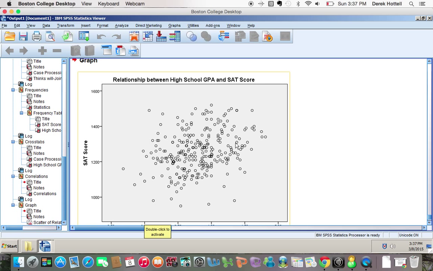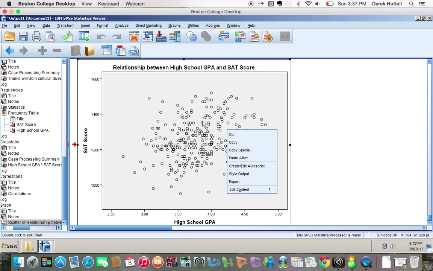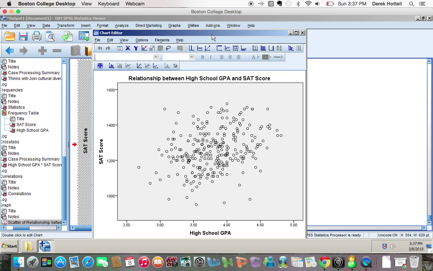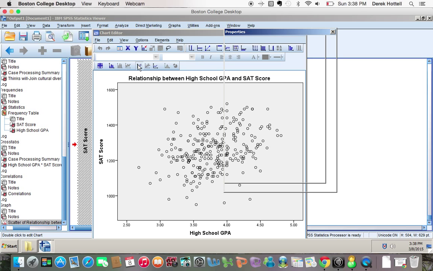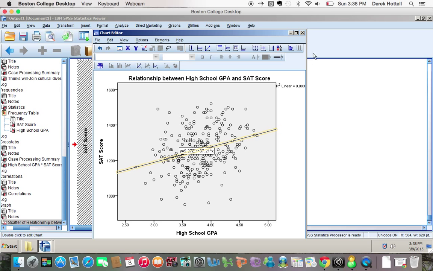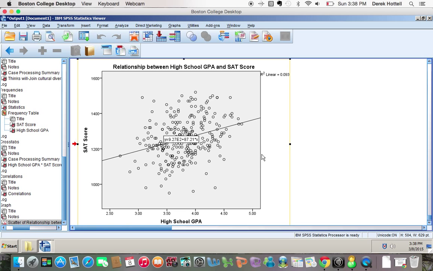If we wanted to take a look at that, we can double click on it, which will open our chart editor box, and we can add a fit line to it. Fit lines are really used for regression analysis, which we're not going to worry about. But what they're useful for in correlation is they can give you a visual representation of what the relationship is, what the strength of that relationship is. So let's add that fit line. It's on my toolbar in the bottom half, add fit line at total, and just click it. You can close this property window and close your chart editor box, and it'll leave your fit line in there.